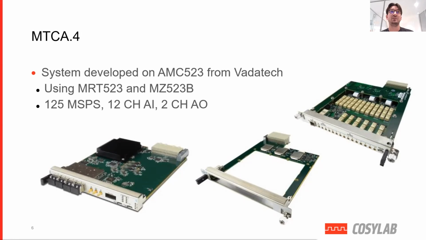The AMC 523. So this is the front end, and through the back end connector, there is a rear transition module, the so-called rear transition module that connects to it. And then this is the mezzanine that goes into the rear transition module. And all the ADCs are on the rear transition modules, and then all the FPGA is located on the board, and the communication goes through the big connector located here.